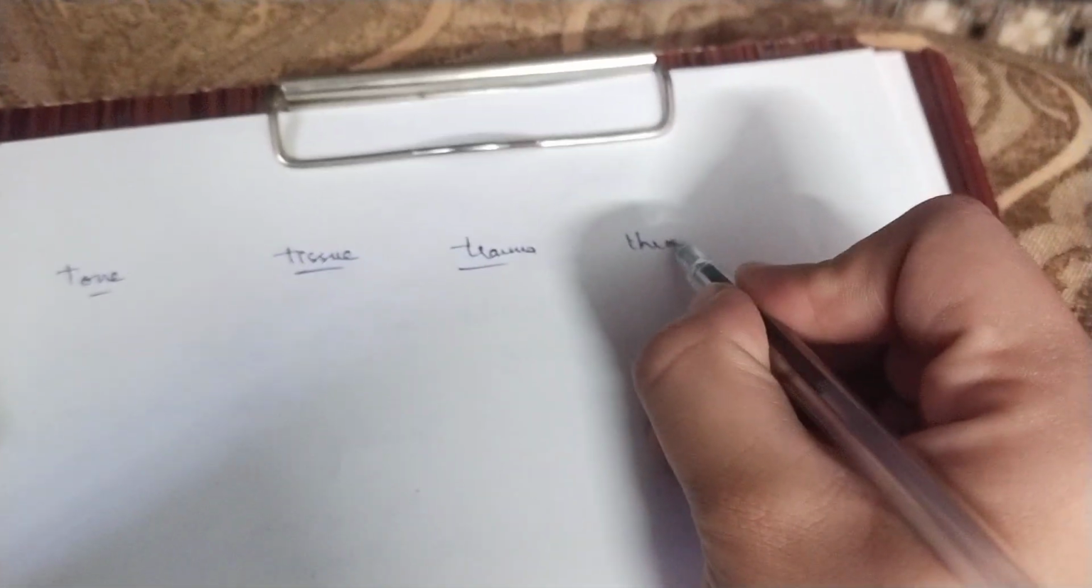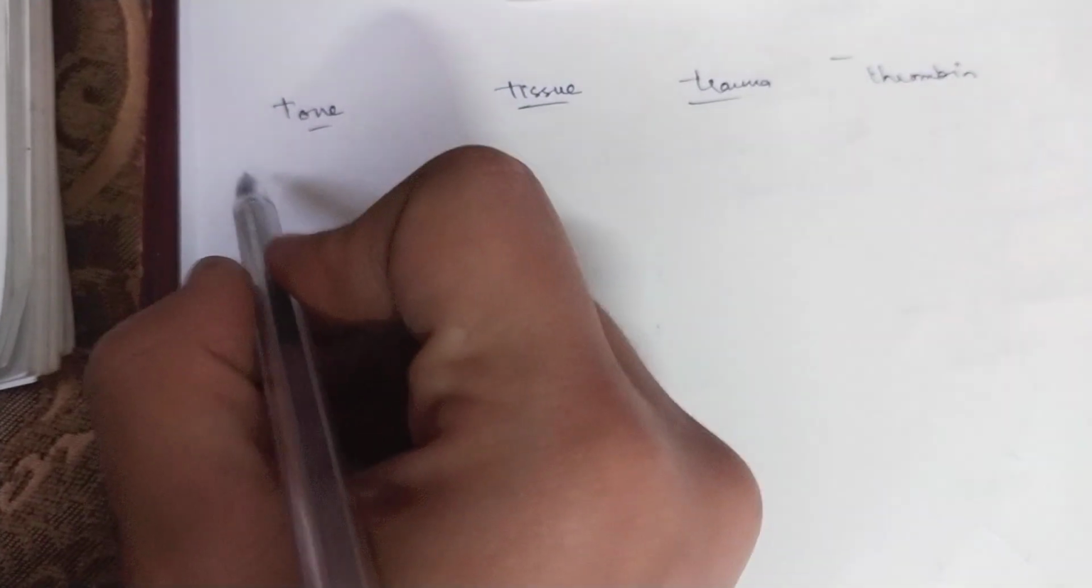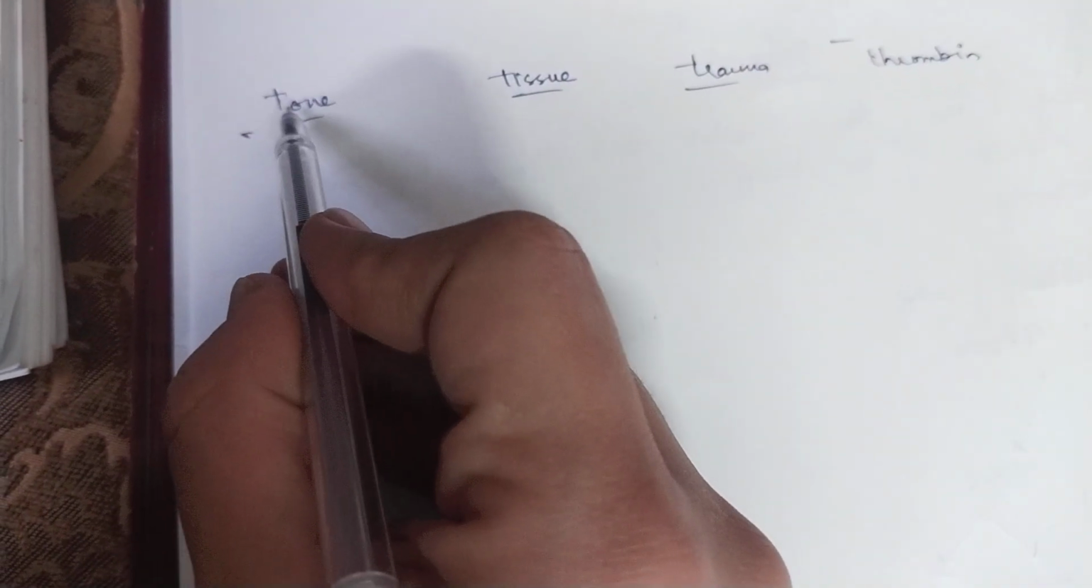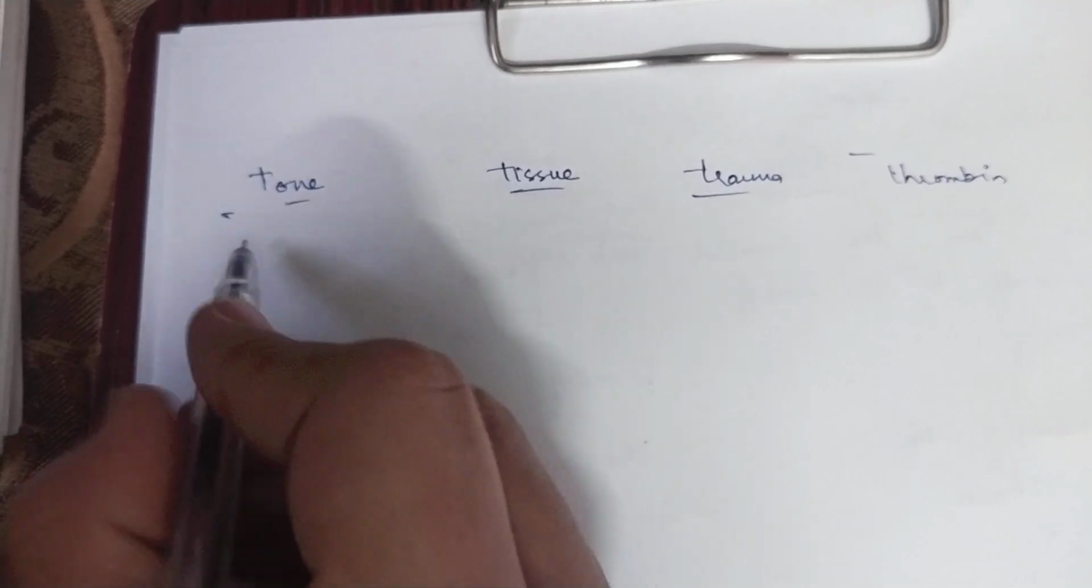Okay, so we were talking about the 4 T's of PPH. What are these 4 T's? Tone, tissue, trauma, and thrombin. Okay, first of all, the most common cause is tone. Tone is the most common cause of PPH.